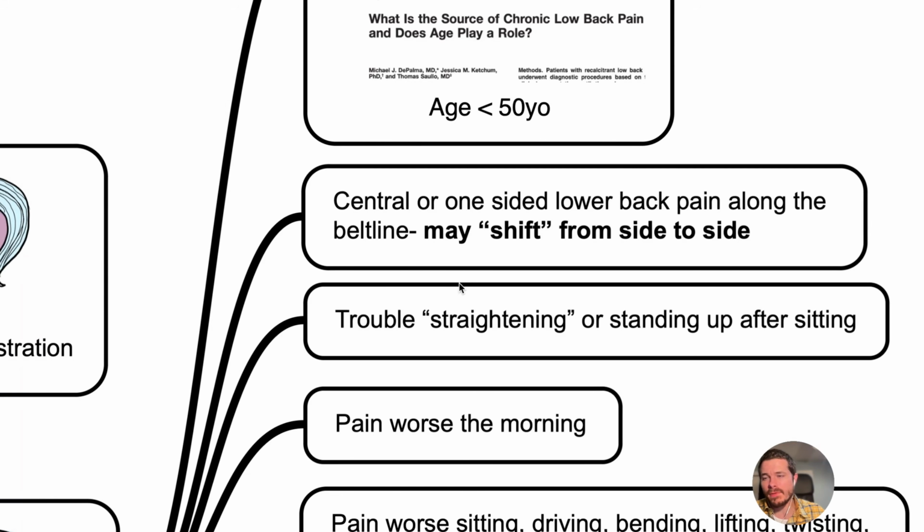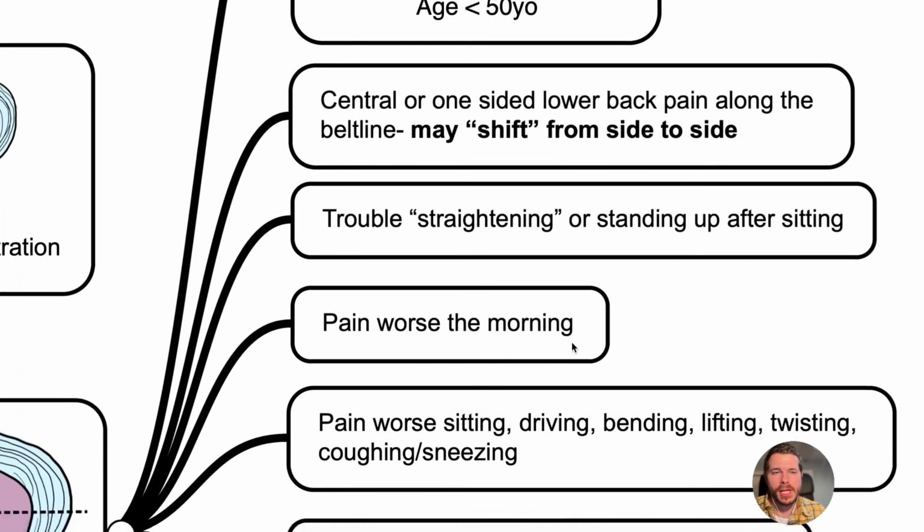Oftentimes, back problems can refer pain to the sits bone, and you think it's a sit bone problem, but it's actually a back problem until you move your back. There's trouble straightening or standing up after sitting.